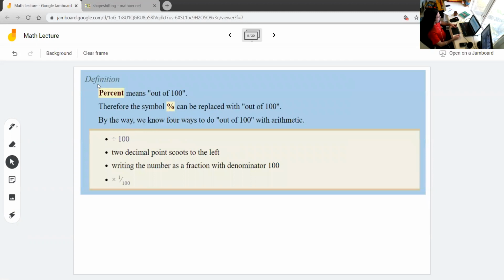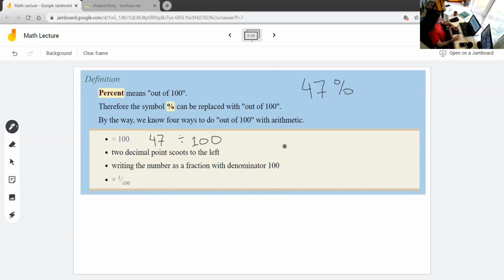So this is like our Rosetta Stone, our key to unlocking everything else we're going to do with percents. If I have "out of 100" in math, there's 4 ways I can do that. Let's say I have 47%. I could write that as 47 divided by 100, because "out of 100" and "divided by 100" mean the same.